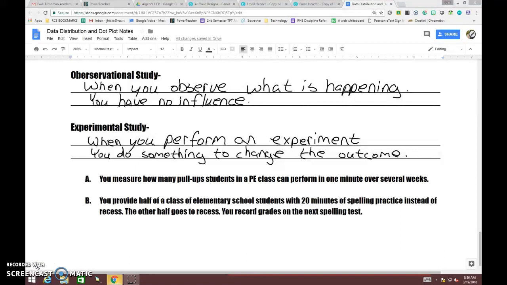And then once you understand what these say, you can then see if you can do A and B. All right, so for answer A, you should have got observational, and for answer B, experimental.